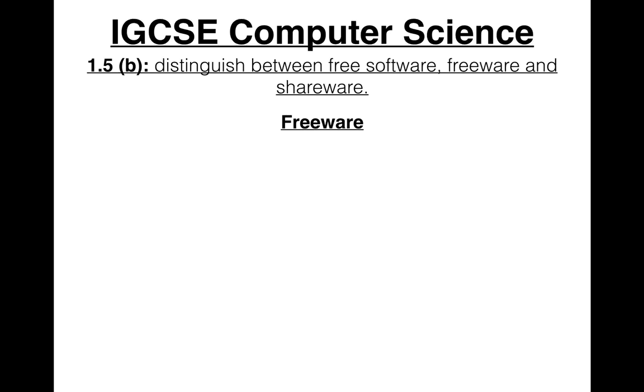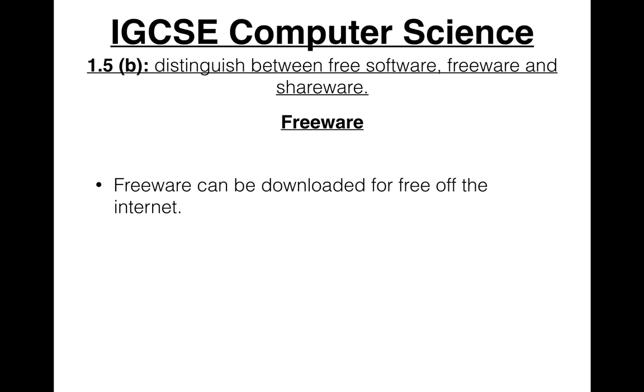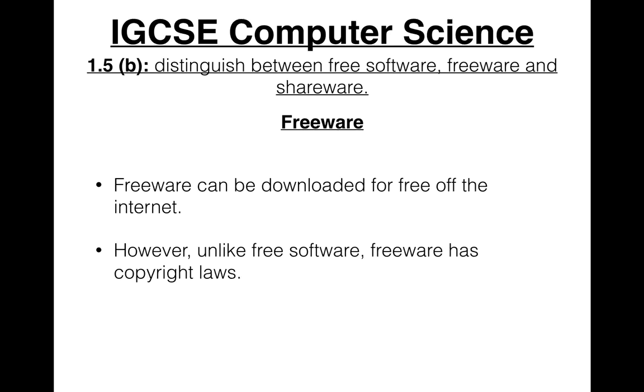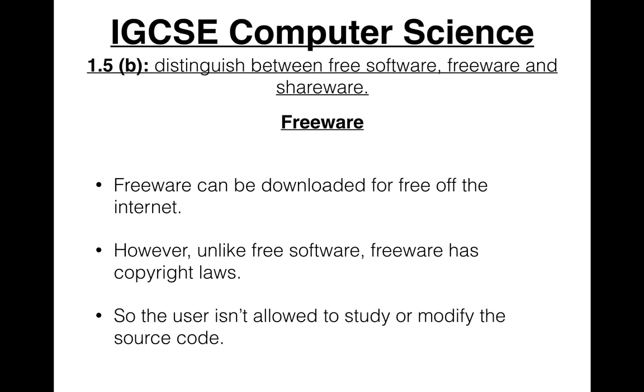Freeware is a little bit different. Freeware can be downloaded for free off the internet. But unlike free software, freeware has copyright laws. So the user isn't allowed to study or modify the source code. They're just allowed to get it for free.